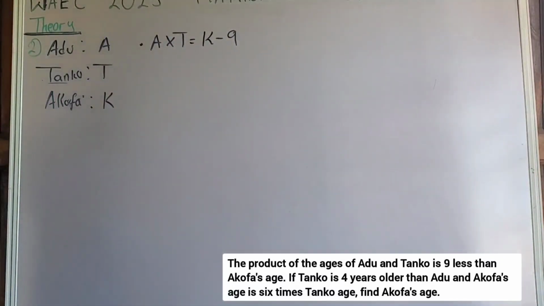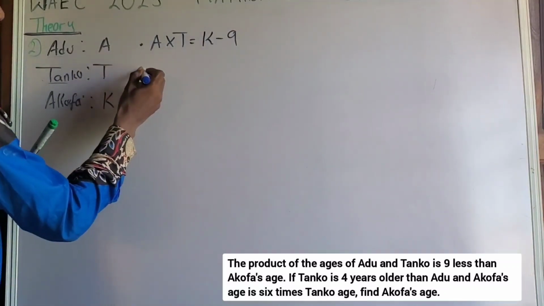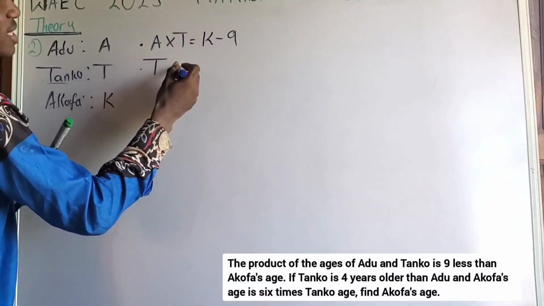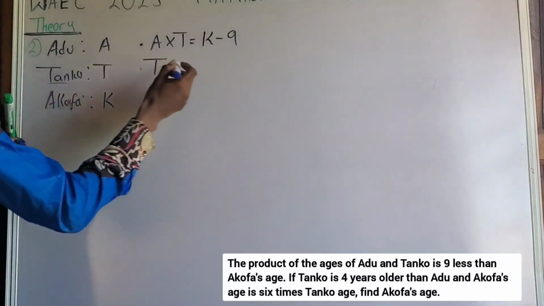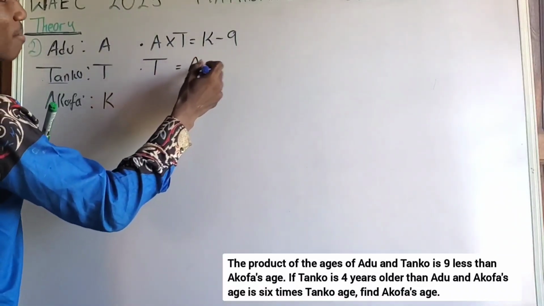Now, if Tanko is 4 years older than Adu, and Akofa's age is 6 times Tanko's age. The second statement: Tanko is 4 years older than Adu, and Adu's age is what? A. So Tanko's age is equal to A plus 4.